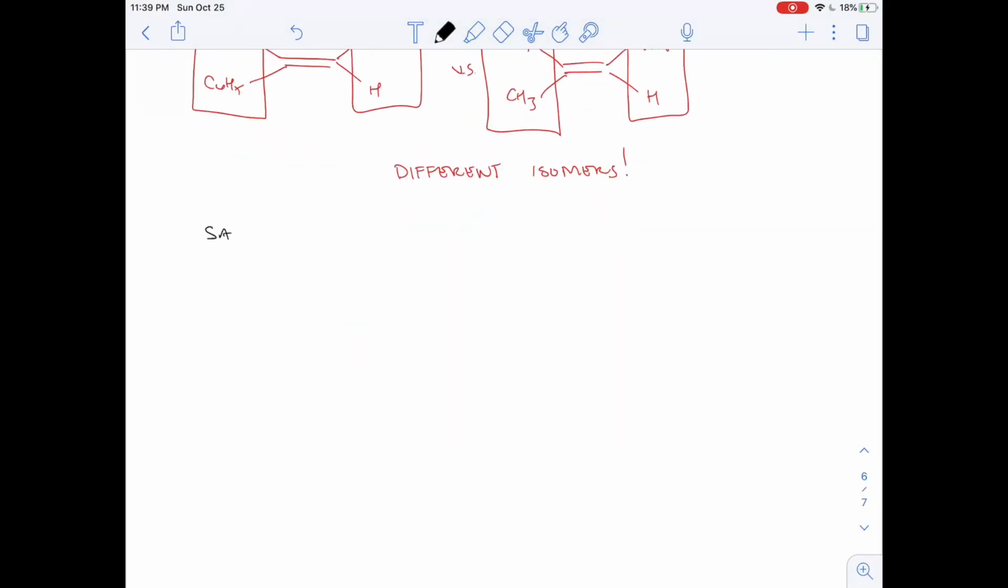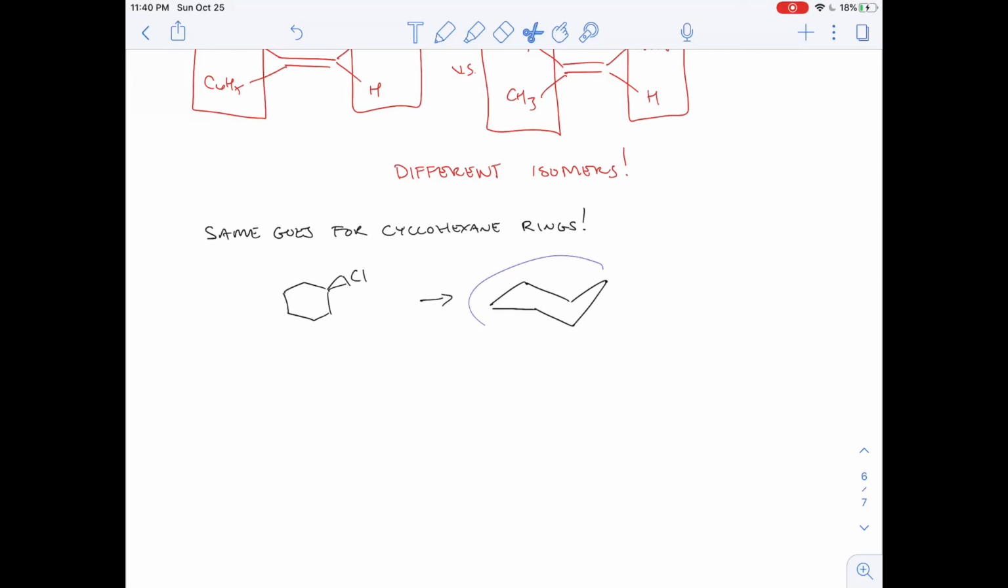So the cool thing about this is the same thing goes for cyclohexane rings, and that's going to make this particular type of reaction really interesting, and we'll see that shortly. So let's say we got this chlorocyclohexane. I just drew a wedge on it, just so we can get an idea. It doesn't matter. But let's draw our chair conformation, and we have the chlorine in the equatorial position.